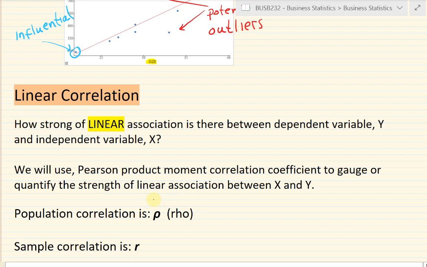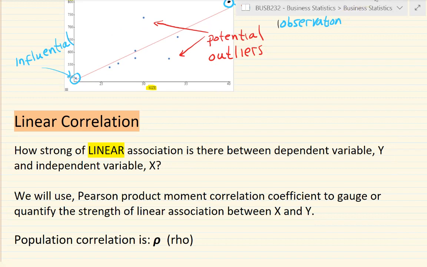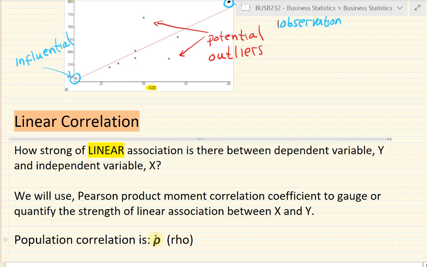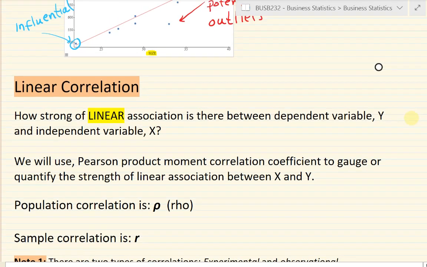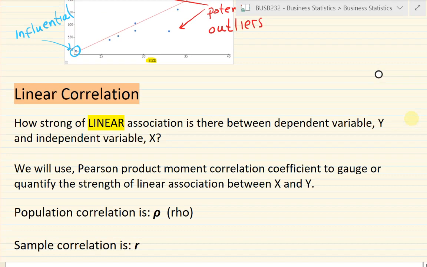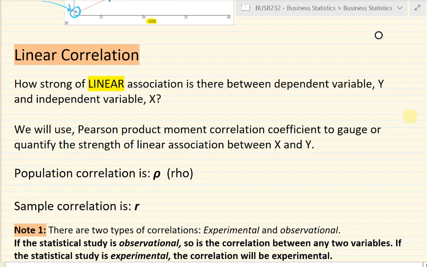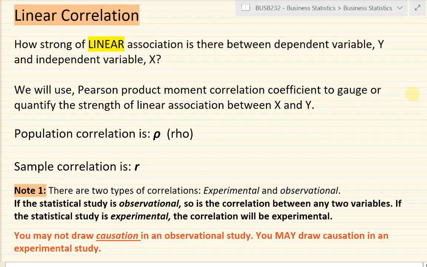Now, in the population correlation, that means if you fit a regression line through hundreds of millions of data points, for the population, we actually use the Greek letter rho. That's going to be a population correlation rho. But we're not going to work with the population. We're going to change that into a sample correlation. For sample, we use the lowercase letter r. So rho becomes r.